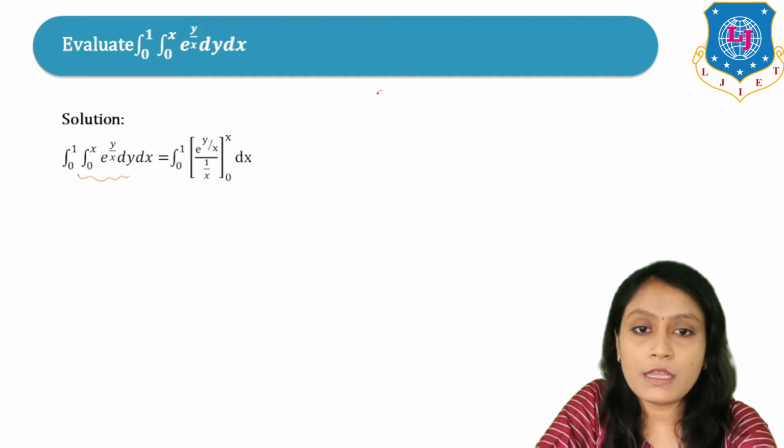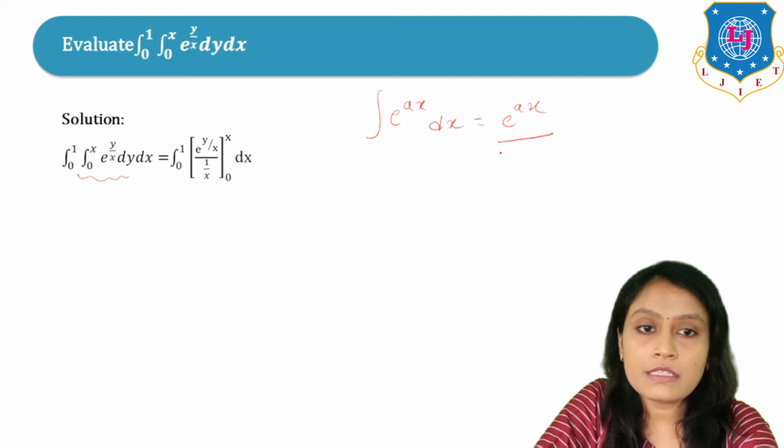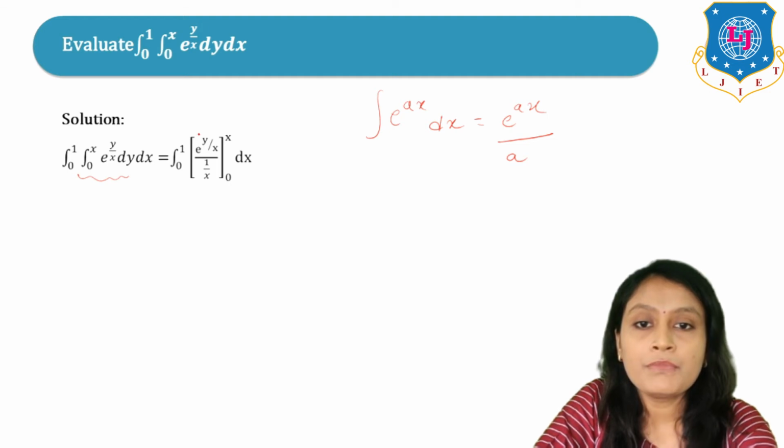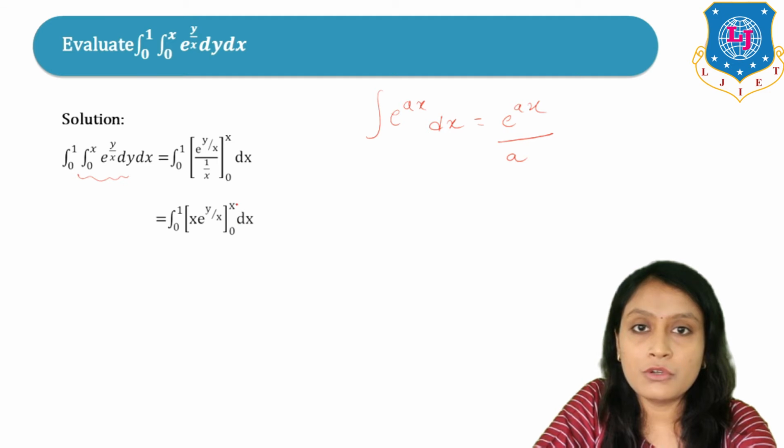For that we will apply this formula, that is integration of e raised to ax dx is what? e raised to ax upon a, right? So here the constant is 1 upon x, so you will get the answer as e raised to y upon x, upon 1 upon x, and the limits are 0 to x. Now we will take this x here, so you will get integration 0 to 1 x e raised to y by x, and the limits are 0 to x.